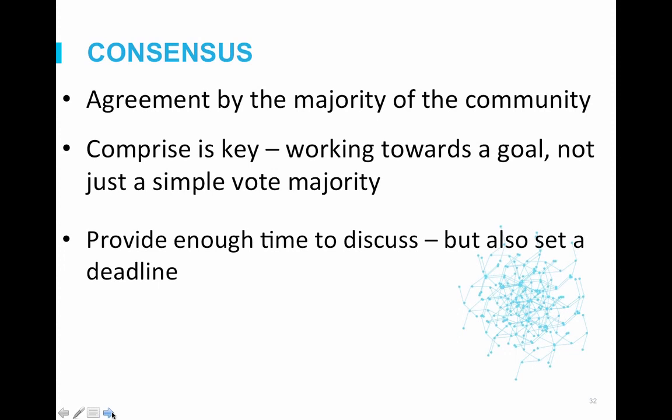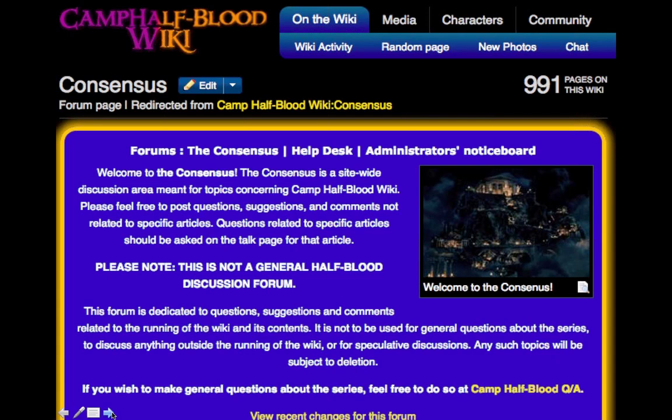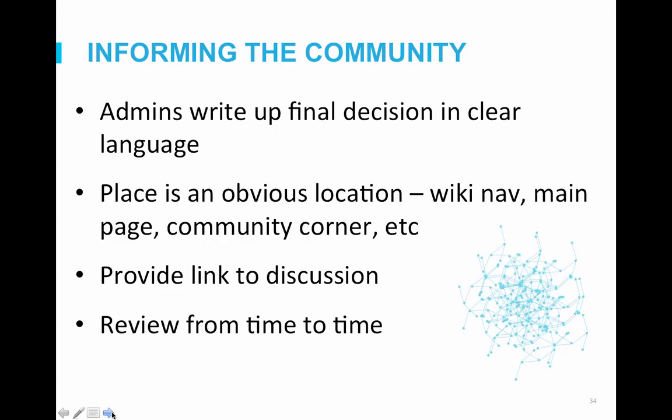You also want to make sure that those who may be most passionate about the particular topic are aware of the discussion. Give the discussion enough time to develop so all those who want to participate can. I do recommend setting a deadline so that this discussion doesn't go on forever and a clear guideline is developed. Here you can see a good example from the Camp Half-Blood Wiki. They dedicate a specific part of their forum to consensus building, providing a place to build, comment, and update guidelines for the wiki.